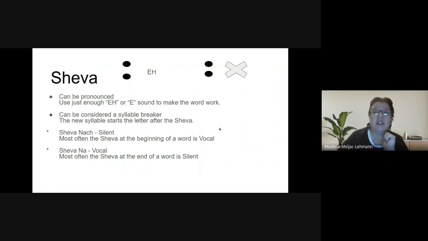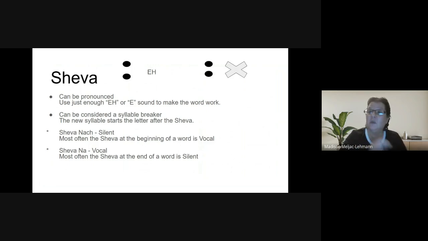So the Shiva can sometimes be pronounced and sometimes not. When it's not pronounced, you don't say anything. It's a syllable breaker, and we'll talk about that later. When it is pronounced, it is just enough of the EH sound or the E sound to make the word work. I'm going to explain again using the word via hafta or vahafta. That is the word V, and then there's a Shiva underneath it, and then there's the rest of the word.